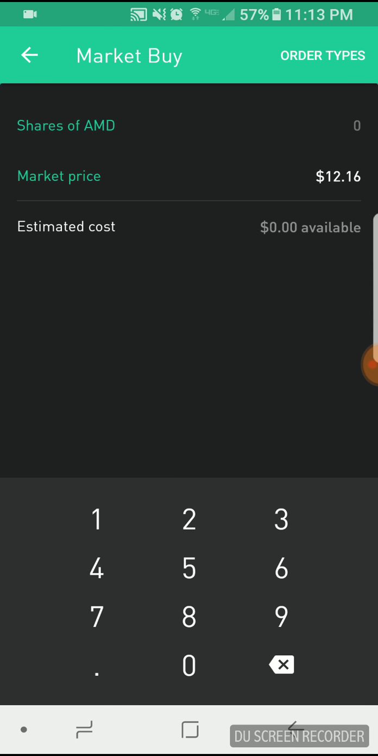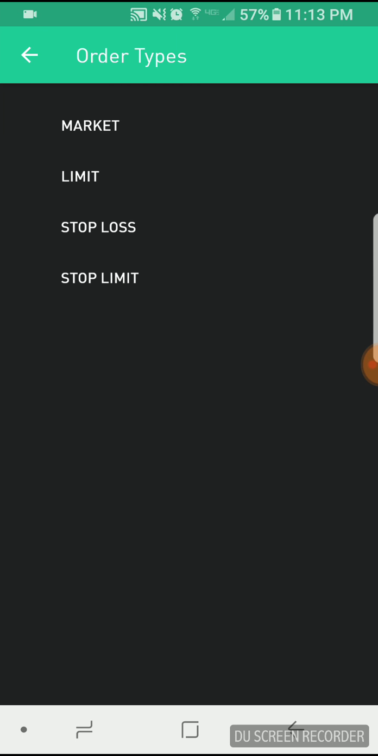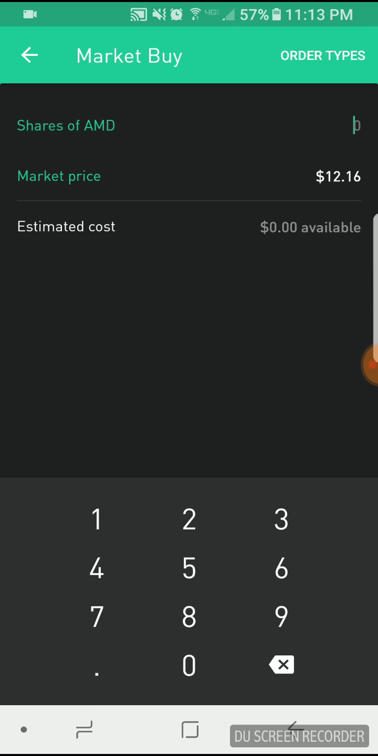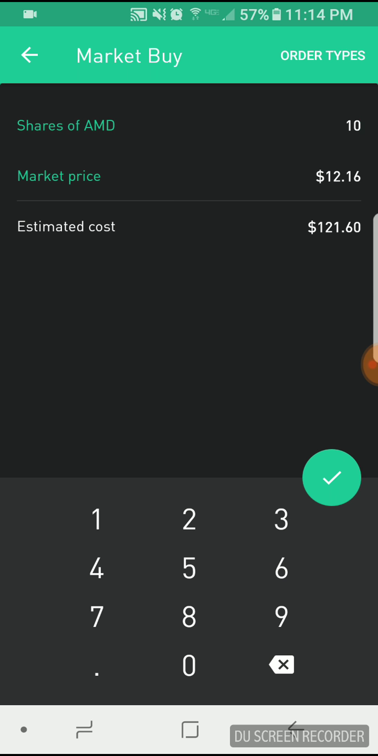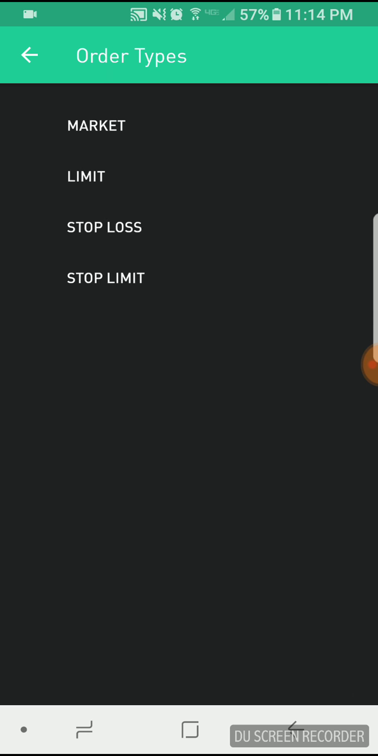But there's many basic types of buying options you can do. You have your market, limit, stop loss, and stop limit. With the market buy, it's very common. You pay the market price. So let's just say I want to buy 10 shares of AMD at the market price. You see a cost of $121.60. Now, of course, I don't have enough buying power, so I cannot buy it. But very, very basic, common types of buying.